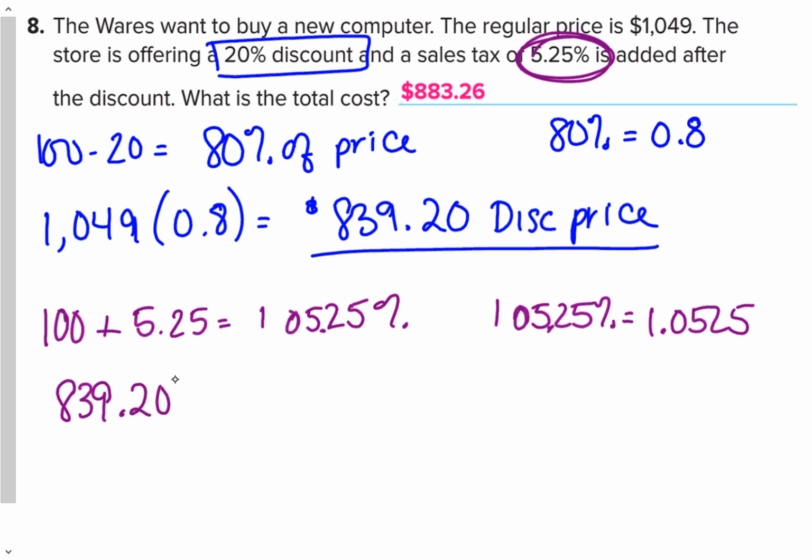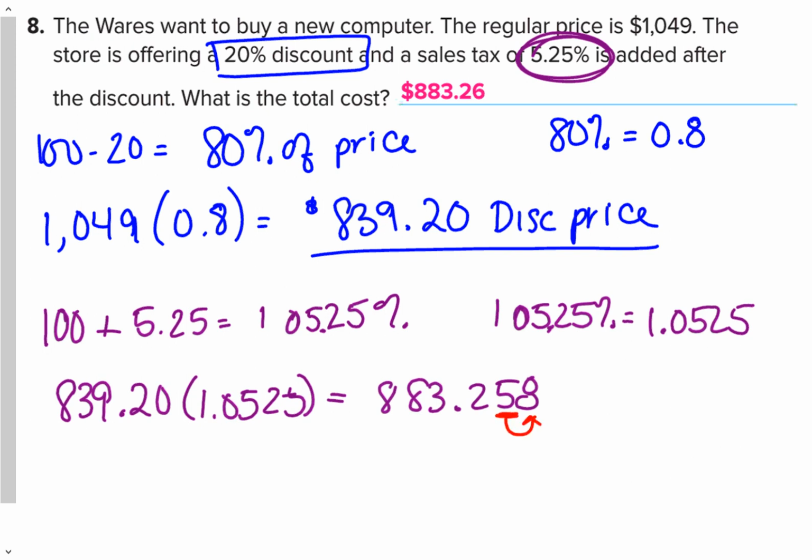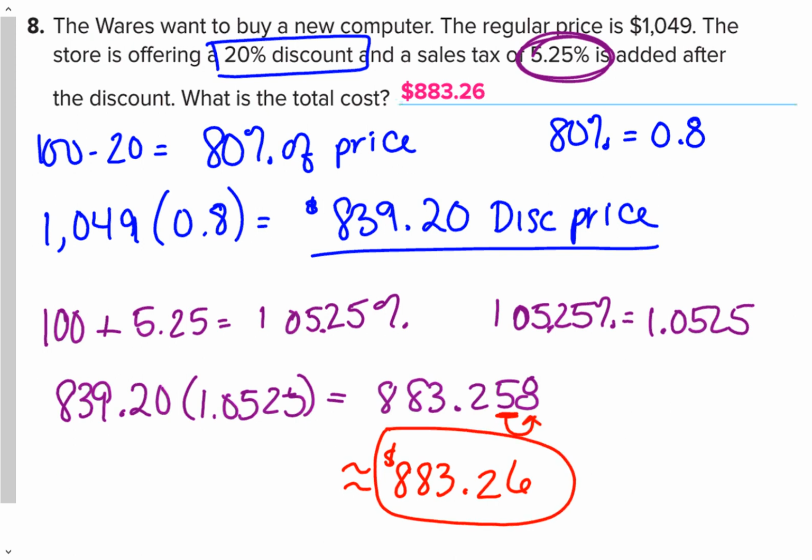So now we're going to take our $839.20 and multiply it times 1.0525, and that equals 883.258. And remember, money is two decimal places, so we stop at the 5 and see if the 8 makes it go up or stay the same. So that's $883.26. All right, only two more to go, guys.